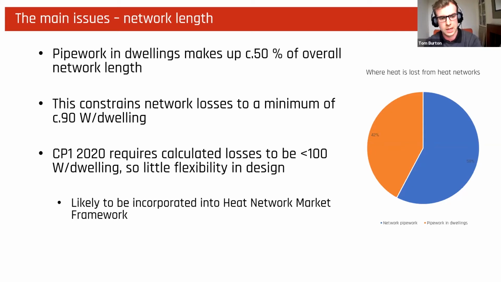And CP1 2020, which is also mentioned quite heavily throughout the first session, is going to require networks to have calculated heat losses of below 100 watts per dwelling. So this current configuration really doesn't leave you much flexibility in your design, and you have to go quite heavy on the insulation and on performance to make sure that you can stay within that performance metric. And this is also likely to be incorporated into the heat network market frameworks, which again was spoken about during the first session. This may end up being a regulatory requirement to design to meet this 100 watts per dwelling. And again, with the internal HIUs, that is possible, but difficult.